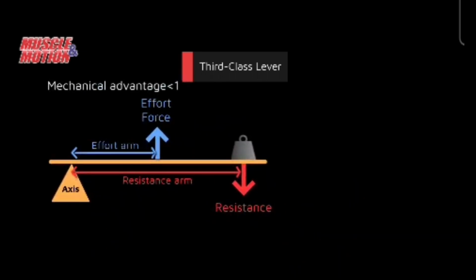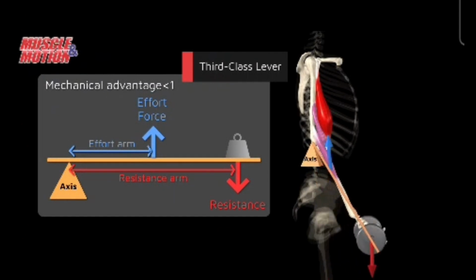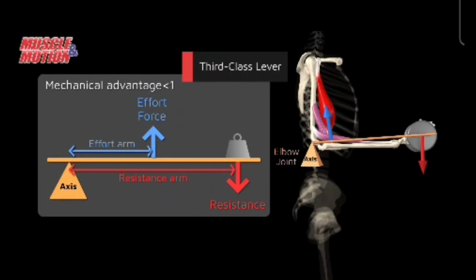An example of a third-class lever can be seen in the elbow joint. The elbow joint is the axis. The resistance, weight, is the forearm, the wrist, the hand, or the dumbbell. The biceps muscle applies a force that pulls the weight and flexes the elbow.